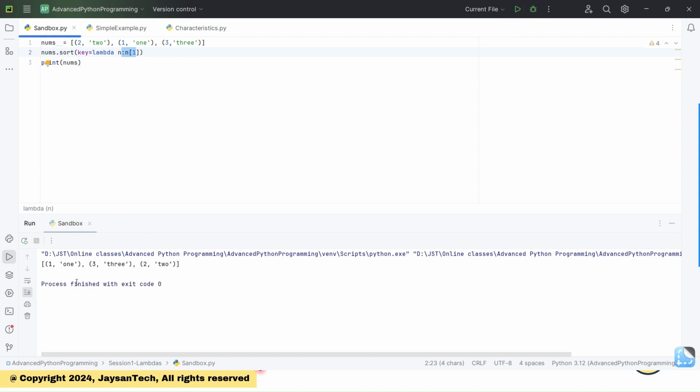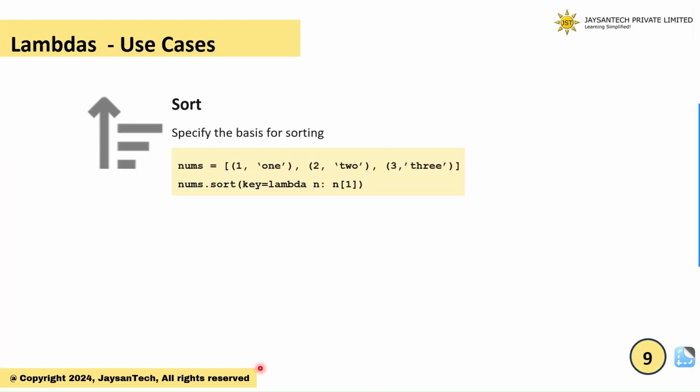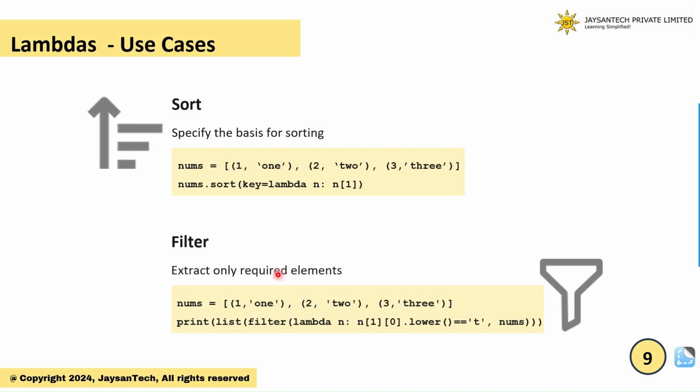See, it is sorting the list based on the number name. So O comes first, followed by T, TH comes first, followed by TW. Okay, so this is a basic use case of a lambda function. We can use it to specify the key function in the sort function, which is a higher order function. Second use case is filter.